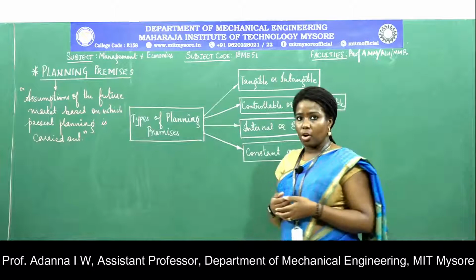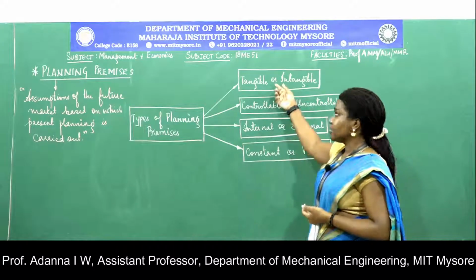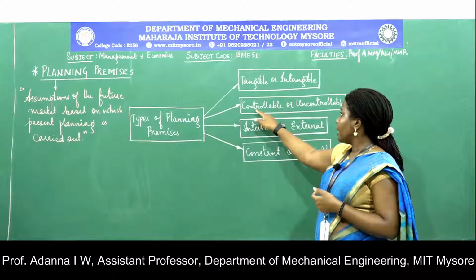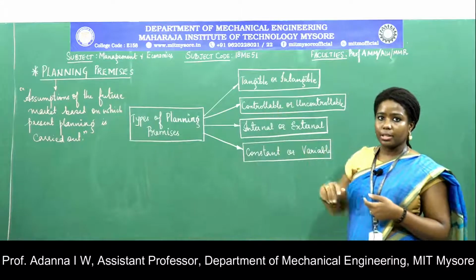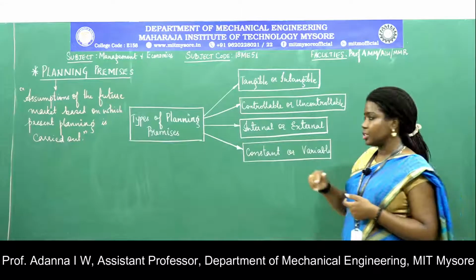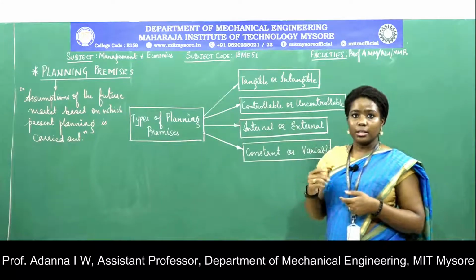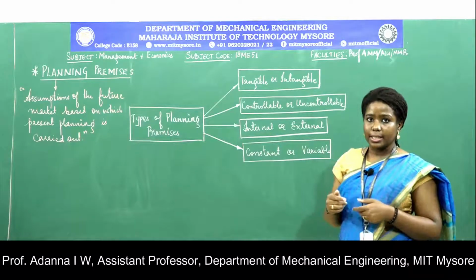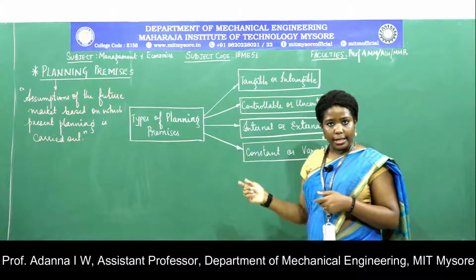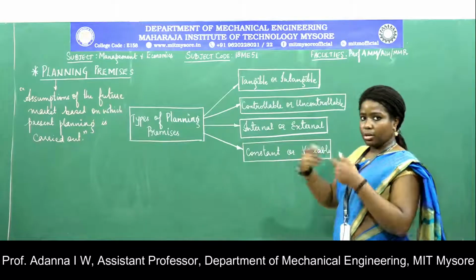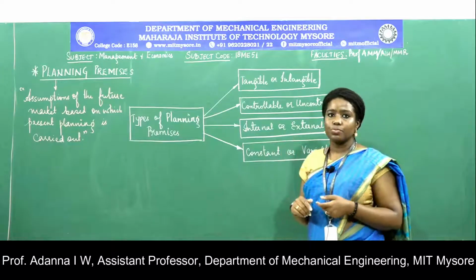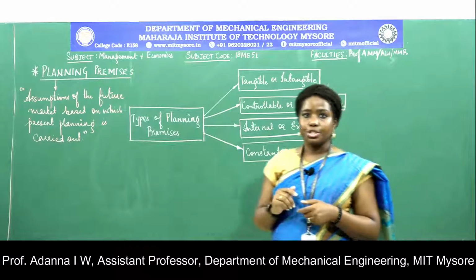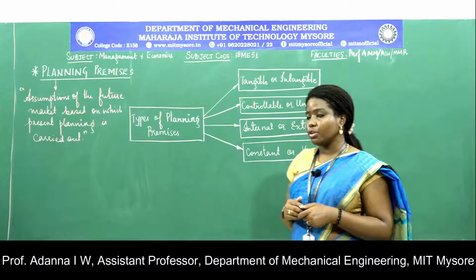So I repeat the types of planning premises: tangible or intangible. These are measured quantitatively, these are measured qualitatively. Controllable and uncontrollable. Controllable are within the reach of the organization and can be controlled by the organization. Uncontrollable are ones that are external to the industry, cannot be controlled by the industry. Internal, these are again within the industry. External are the ones related to the industry but outside of the company. Constant are those which remain unchanged no matter the situation, and variable are those which are affected by situations and times. So these are the different types of planning premises.